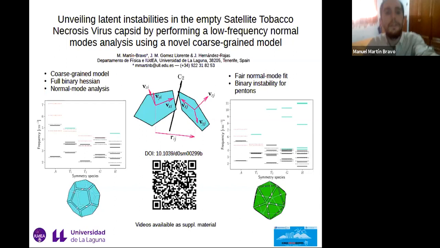Myself briefly. I'm a PhD student in Tenerife, the Canary Islands, Spain. We are working using a coarse-grained model based on rigid bodies for the study of icosahedral capsids of viruses. Here we have a rigid body with proper axes and a distance between.